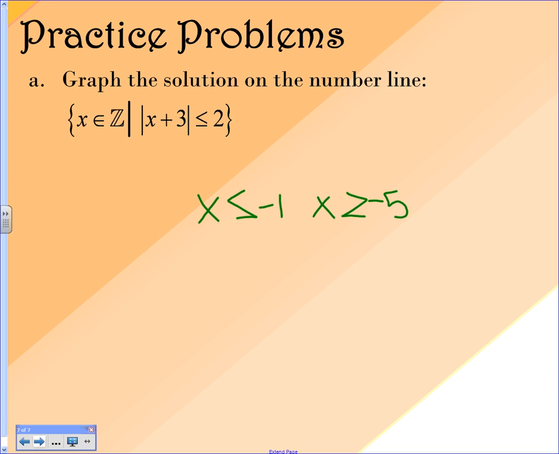Do you agree with the inequalities? Yeah, go draw it.